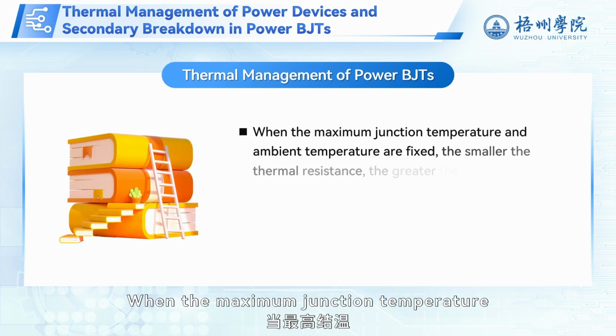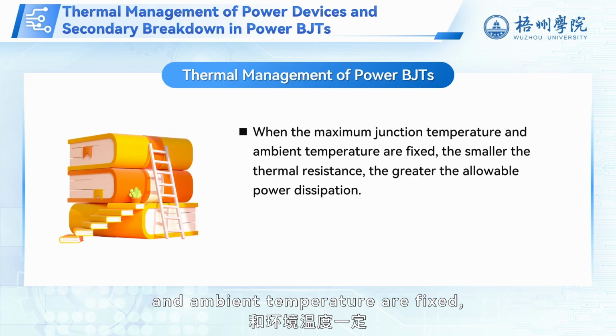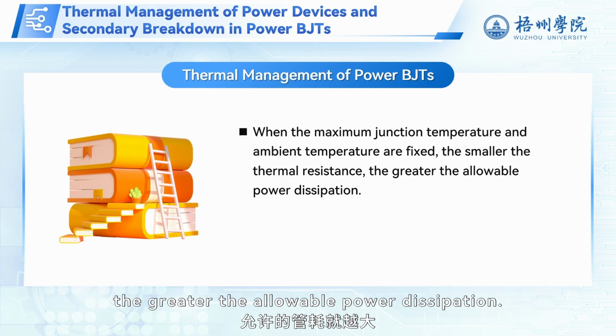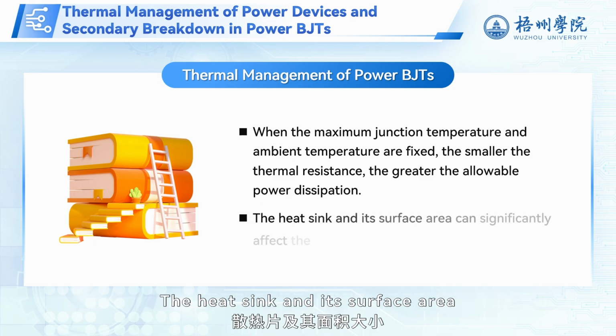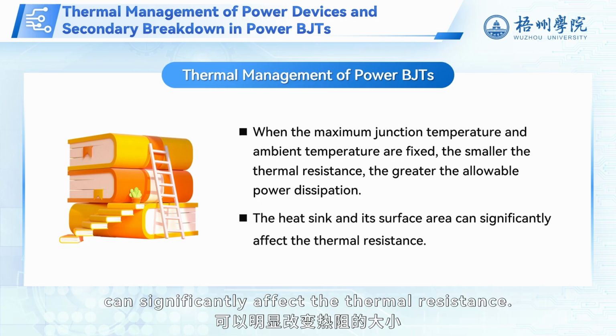When the maximum junction temperature and ambient temperature are fixed, the smaller the thermal resistance, the greater the allowable power dissipation. The heat sink and its surface area can significantly affect the thermal resistance.